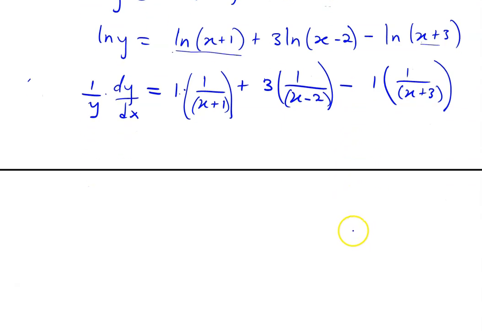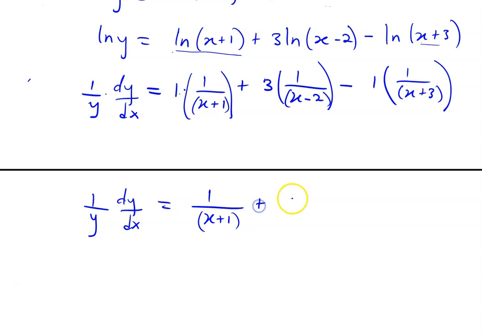So, at this point, we can simplify. We are going to get 1 on what? On y. dy on dx, right? Equals to what? Equals to 1 on what? x plus 1 plus 3 all on what? x minus 2, right? Minus 1 all on what? x plus 3. You get it?